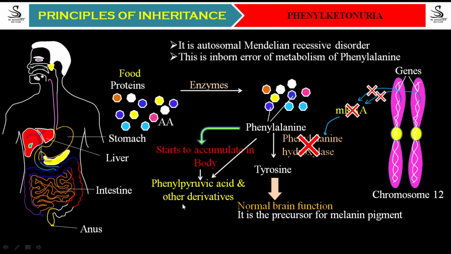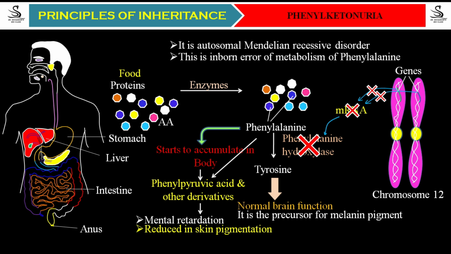Listen now, whenever these components start to accumulate, then of course the functions are going to be affected. Why? Because there is no availability of the tyrosine. So that will result in mental retardation. Are you getting my point? As you know, tyrosine is required for the normal functioning of the brain. But now there is no tyrosine. Hence that child starts to suffer with mental retardation.